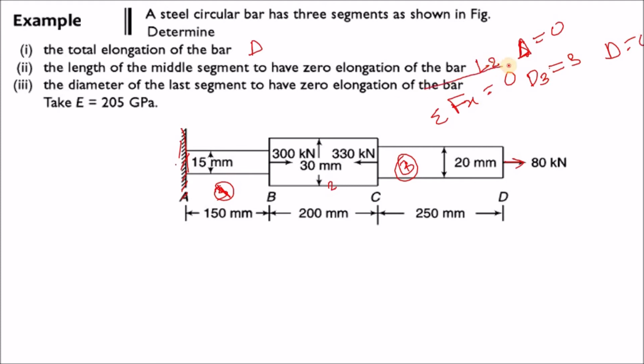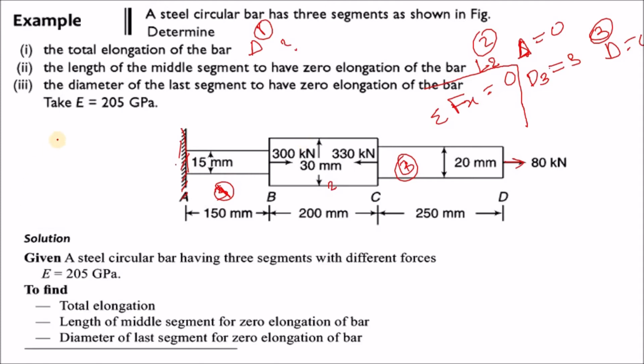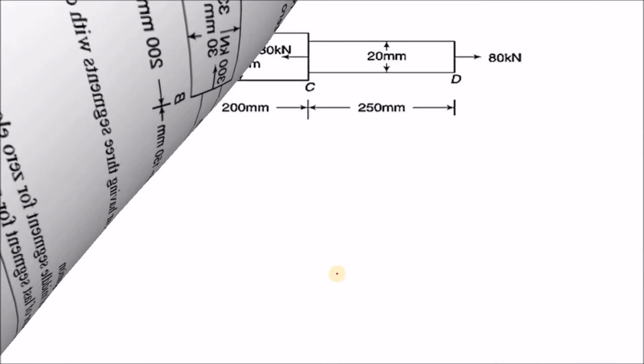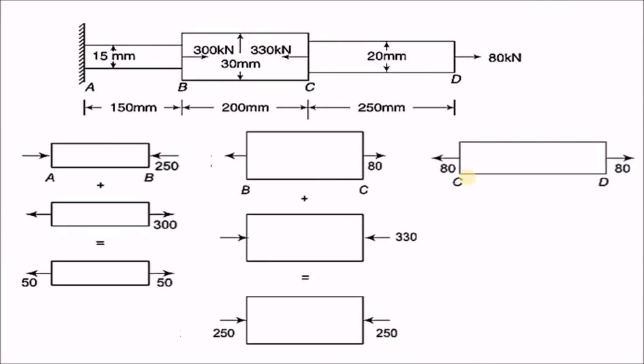This is the second, this is the third way to solve the problem. And in the first one we need to find delta. Let's solve the problem. In the question the E value is given; whatever is given we should write, that is not a problem. Let's come to the solution. First we should start solving this problem from the right side, because on the right side we know the load.